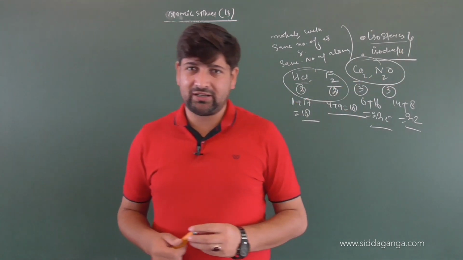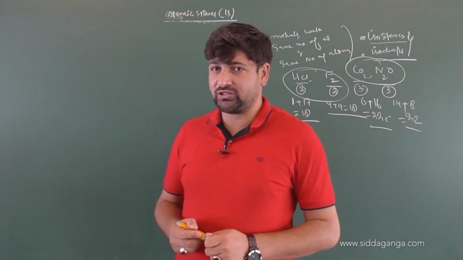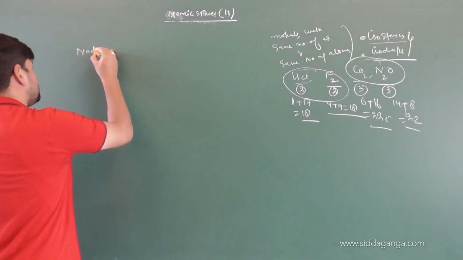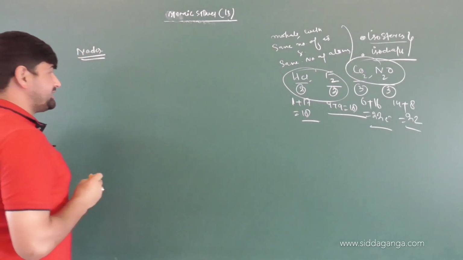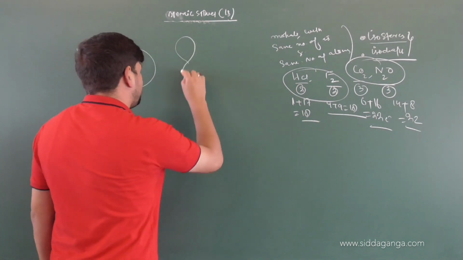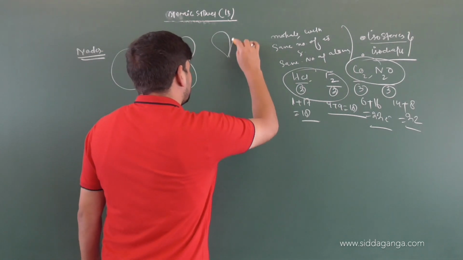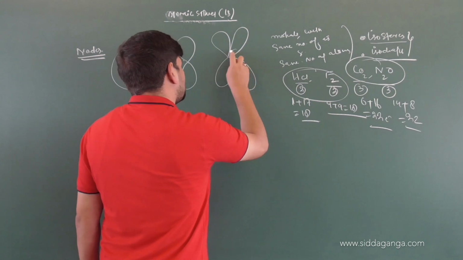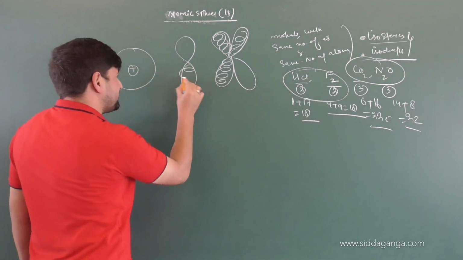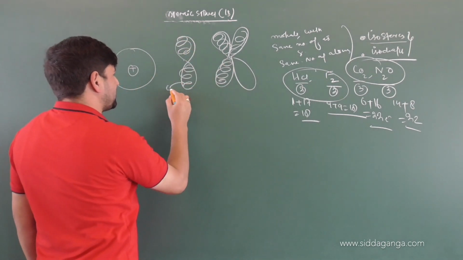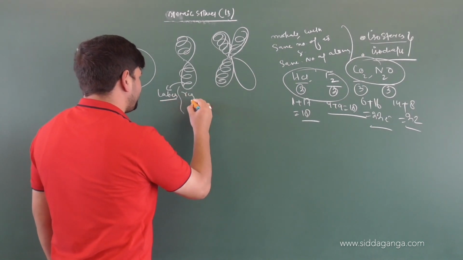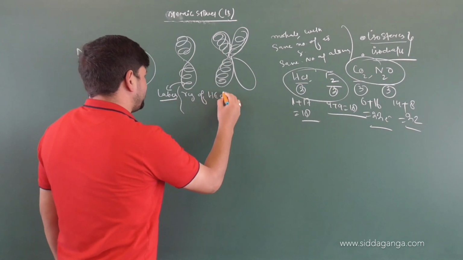One more small concept with respect to this atomic structure was left out, the concept of nodes. So last time I told you that the shape of the s orbital is spherical, p is dumbbell and d is double dumbbell. These regions where electrons are present are called lobes. Lobes are the regions of high electron density.